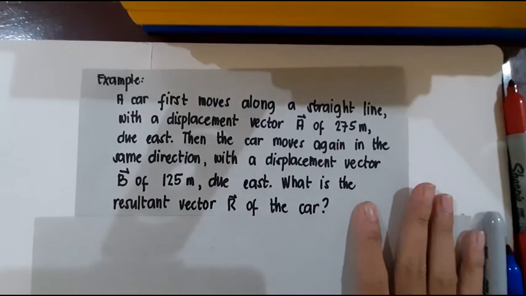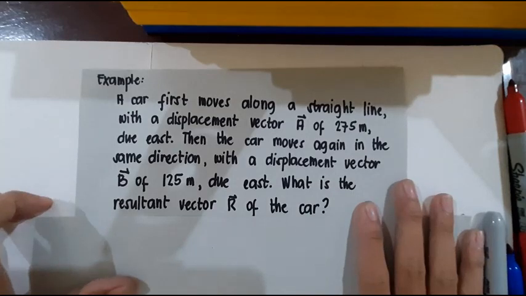Okay, so now let's have an example in finding the resultant vectors. For the first one, a car first moves along a straight line with a displacement vector A of 275 meters due east. Then the car moves again in the same direction with a displacement vector B of 125 meters due east. What is the resultant vector R of the car?